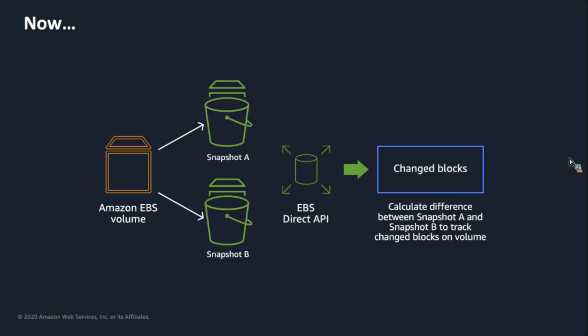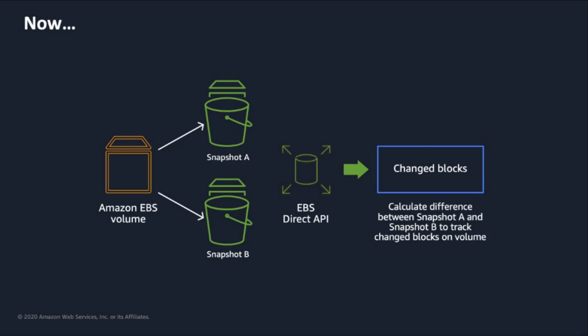With the EBS Direct API, let's look at the same scenario. You have two snapshots, snapshot A and snapshot B. Now you can directly determine which blocks have changed between the two snapshots, and you can directly read the change blocks from the snapshots. You no longer need EBS volumes. You no longer have to scan the whole data to figure out what has changed. And if you're using a serverless architecture, you no longer need EC2 instances.